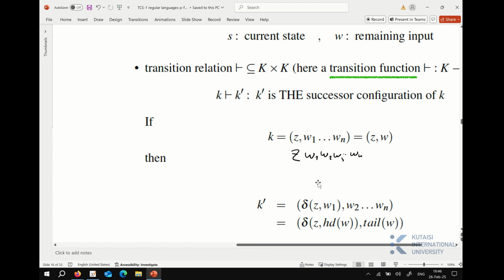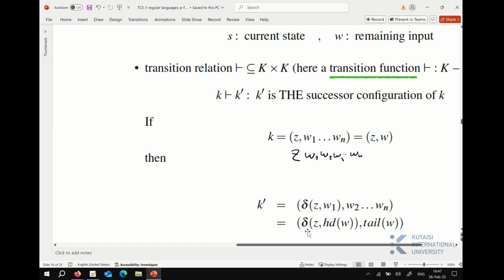So for me to define you the DFA, I have to tell you how do you go from a configuration to configuration. And how do you go? You look at the state, you look at the first letter, and you apply delta, which comes with the definition of DFA. So K prime is the next configuration of K. I will write it this way. If K is Z W1 ... WN, K prime is delta Z W1, and everything stays the same.